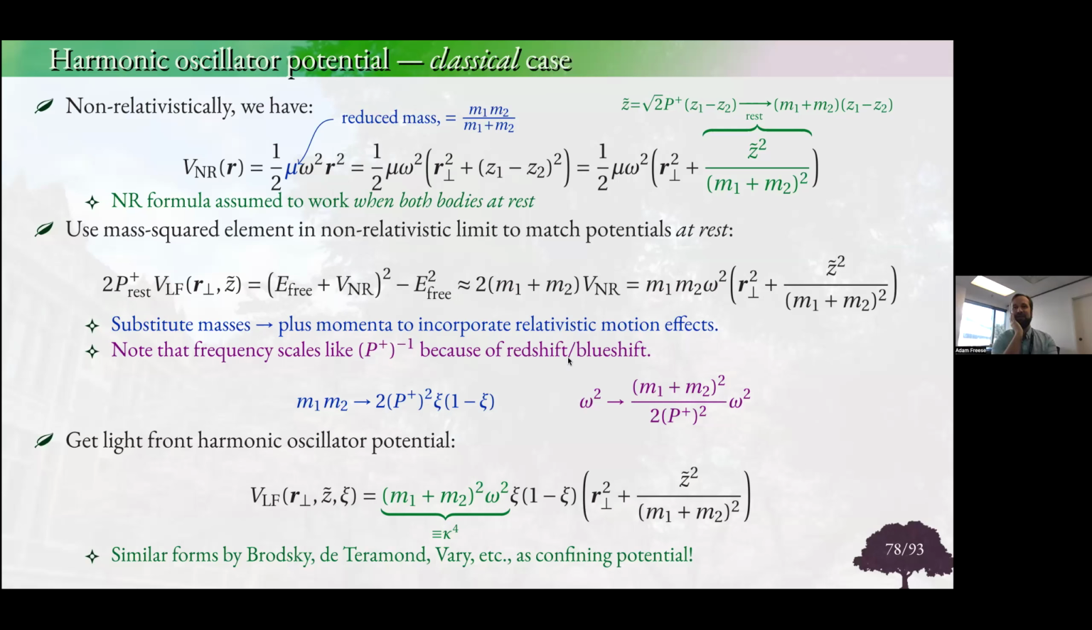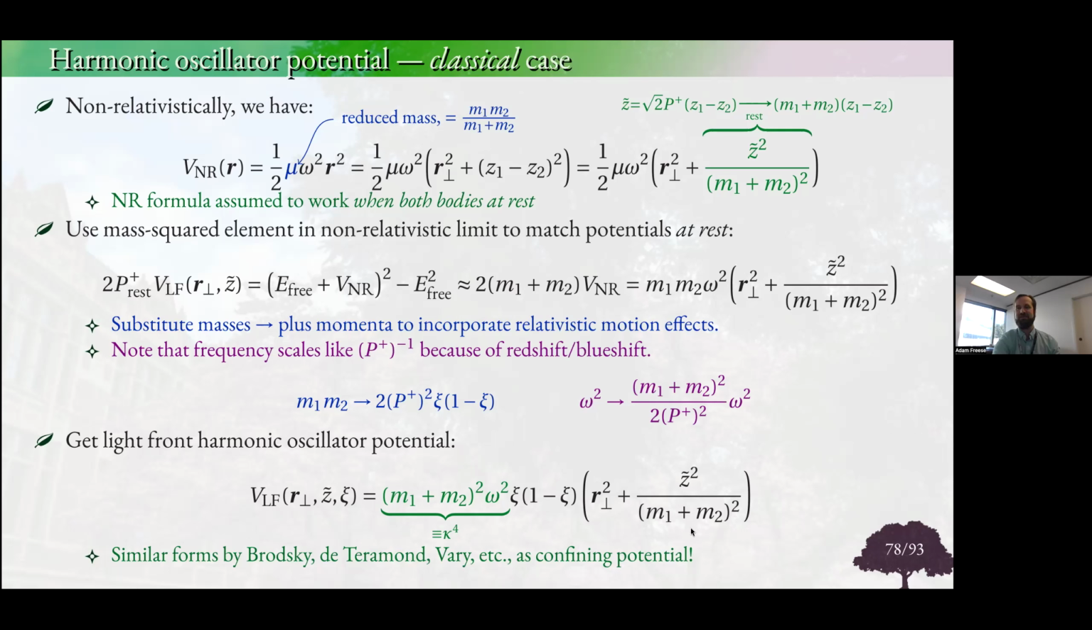Secondly, frequency is not boost invariant. When you boost your system so that it's moving away from you, you get a relativistic redshift. When you boost it so it's moving towards you, you get a relativistic blue shift. So we include a factor that goes as 1 over P plus squared in order to incorporate these red shifts and blue shifts. That's the second hand-wavy step. And when we include these factors, we get a light front potential that looks like this.